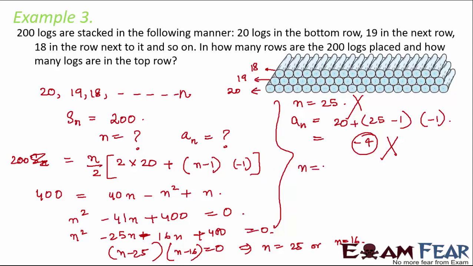Now let's take n is equal to 16. In that case, an will be equal to a plus n minus 1 into d. So this comes out to be 5, which is very much possible. So that means the total number of rows is 16 and the number of logs in the top row is 5. So basically the AP looks somewhat like 20, 19, 18, 17, 16, 15, 14, and so on till 5. Right? So these are the kind of real life situation questions that you get, which are based on the concept of arithmetic progression.